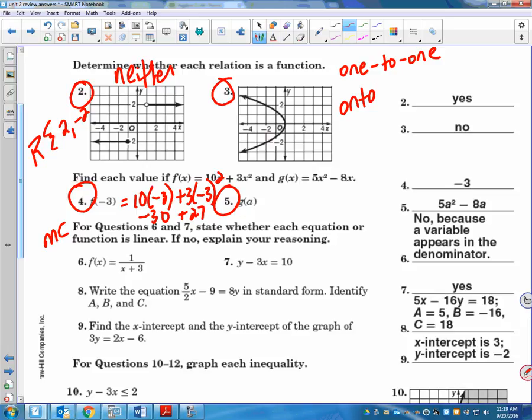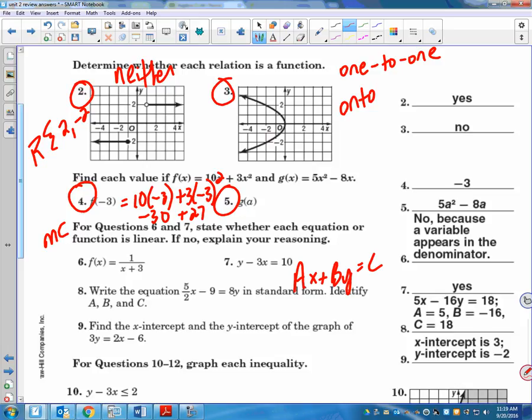Number 8 would also be a multiple choice question. I would give you an equation and ask you to pick which one is in standard form correctly. Standard form, the big thing you have to remember is you are not allowed to have fractions. ax plus by equals c, where a, b, and c are integers, so no fractions. A has to be positive, x and y have to be on the same side.